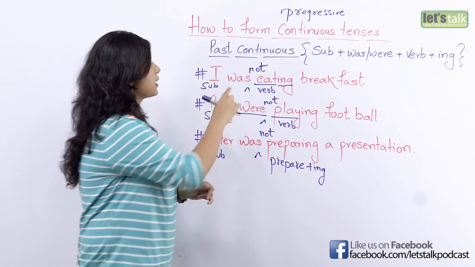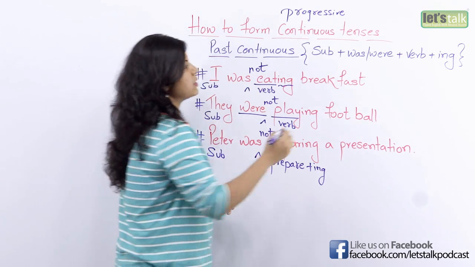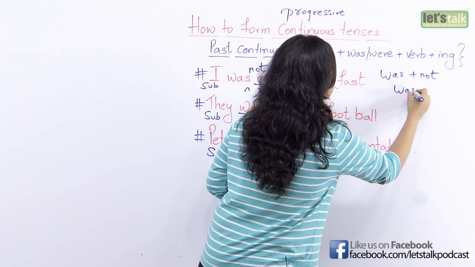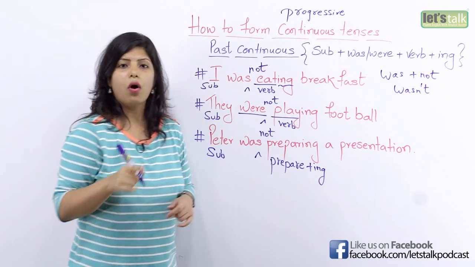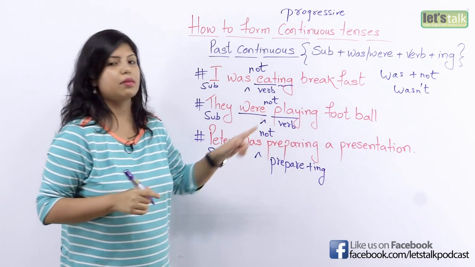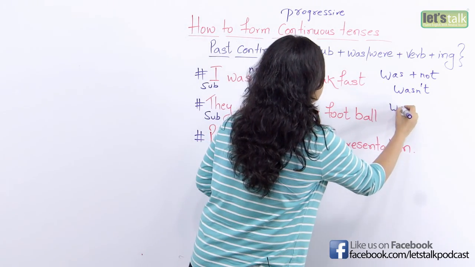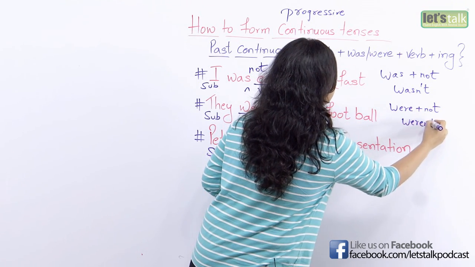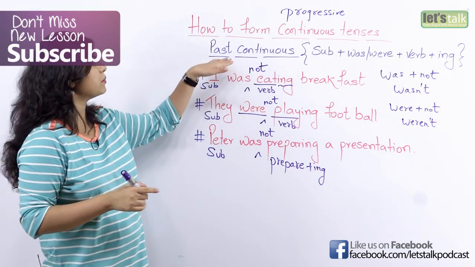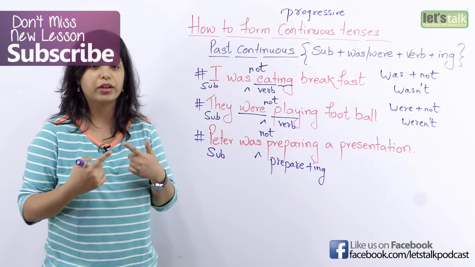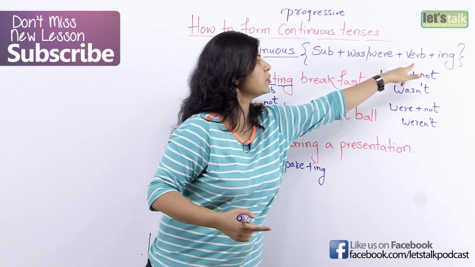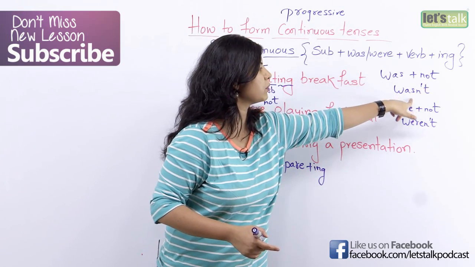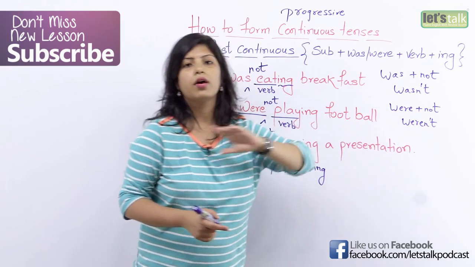What I can also do, guys, is I can contract was and not and make it wasn't. So let me write that for you. was plus not becomes wasn't. Or I can also contract were and not and make it weren't. Just like this. So remember, if you're talking about something that was happening, an action that was going on in the past, you can use was and were, verb and ing. If you want to make it negative, you can add a not and make it wasn't. You can add a not to were and make it weren't.